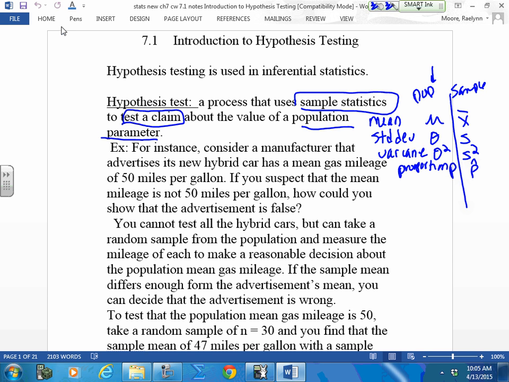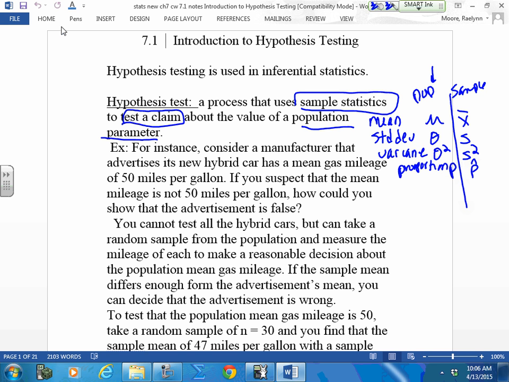When we get rolling on this, the first thing 7.2 does is do the mean. Then it does a proportion. Then it does a variance. Kind of like your confidence intervals do. But in this one, we kind of have to learn the overall part of hypothesis testing.